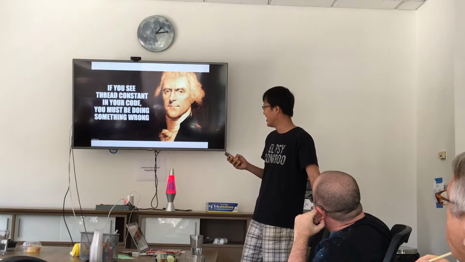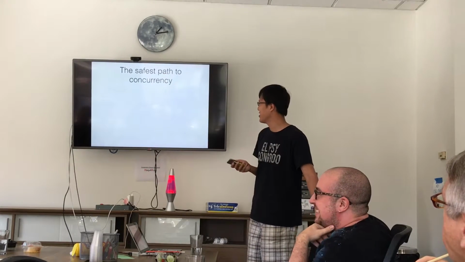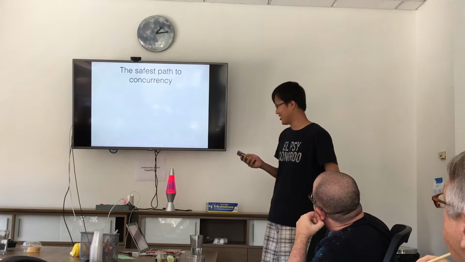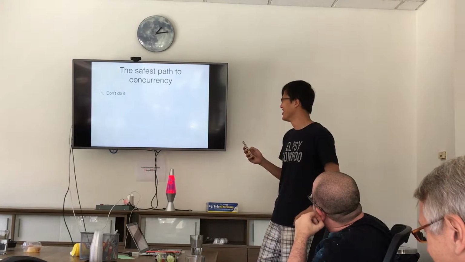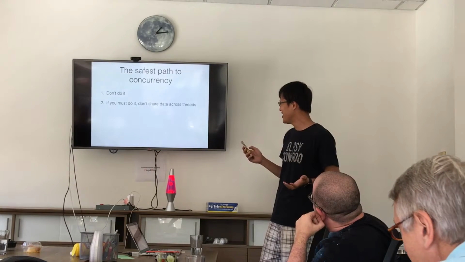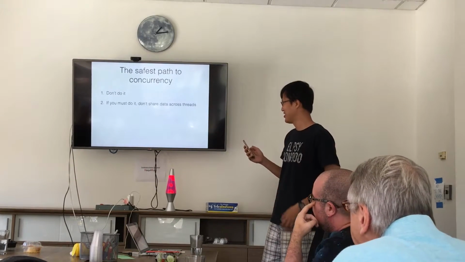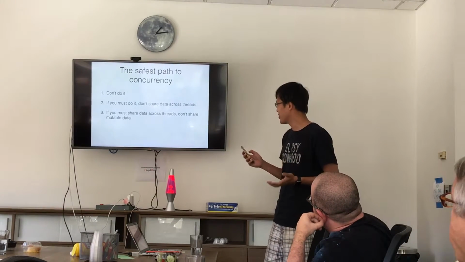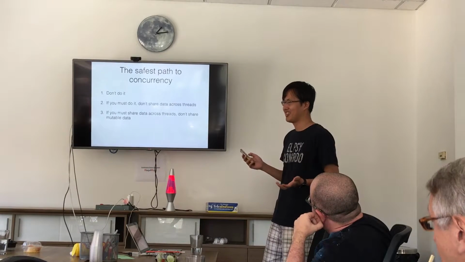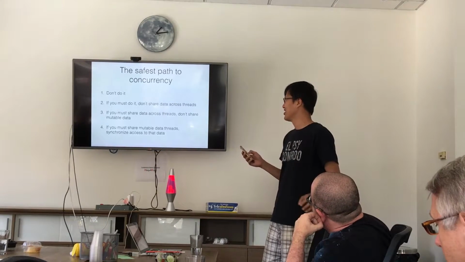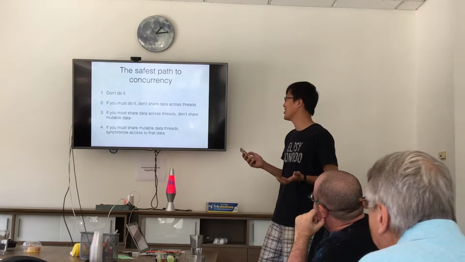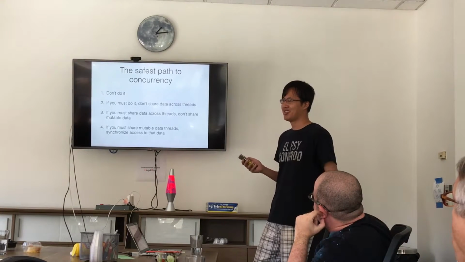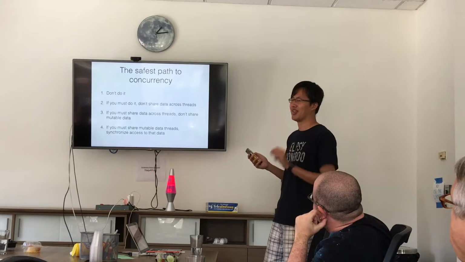So the conclusion is, the safest path to concurrency is, first, don't do it. Second, if you must do it, don't share data across threads. If you must share data across threads, don't share mutable data. And if you really must share mutable data across threads, synchronize access to that data. You need to lock the data in one thread first.